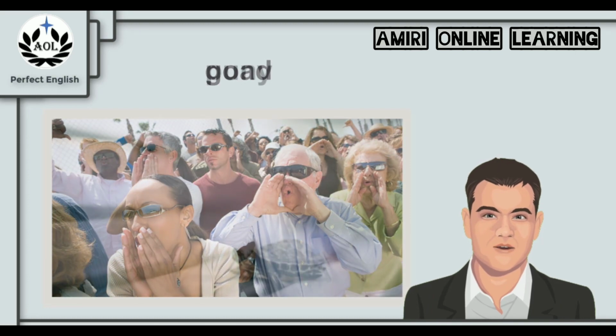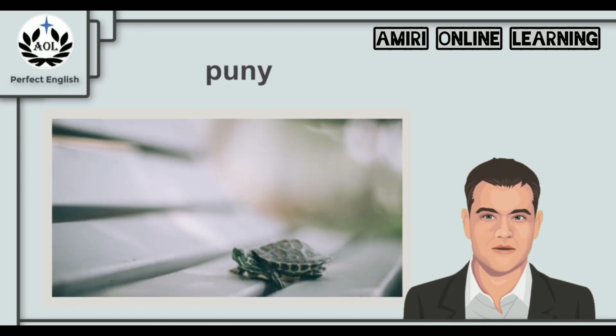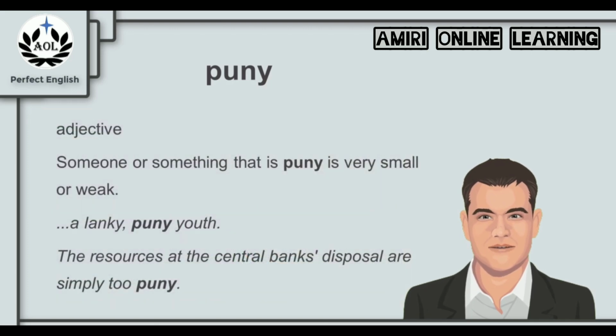And now for the last keyword for this chapter, puny. Now if you look at this picture, you can see there's a tortoise in there. And you see it's sitting on a bench or something, but from the proportions of the picture, we can tell that this tortoise is very small, is tiny, or is puny. Who knows? Does it have the same meaning or is it a little bit different? Let's find out.